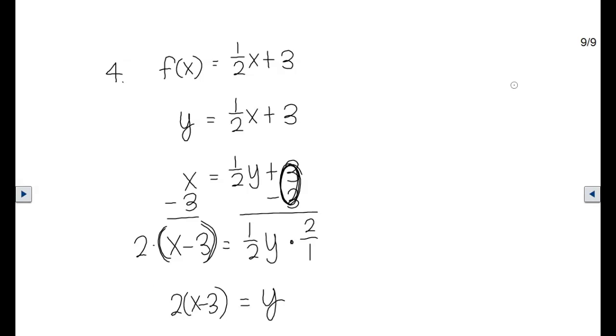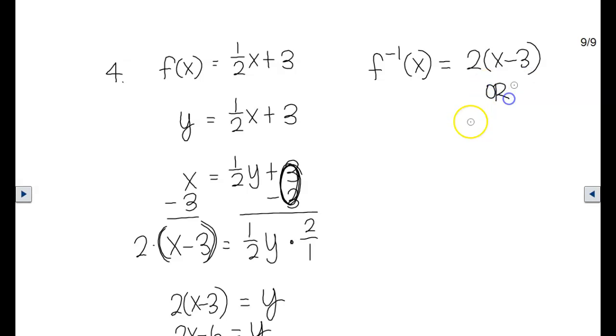And if you wanted to, you could distribute. So this would be 2x minus 6 is equal to y. And I would take either one of those answers. So now let's put it back in function notation. The inverse of this function could either be 2 times x minus 3, or if I want, 2x minus 6.